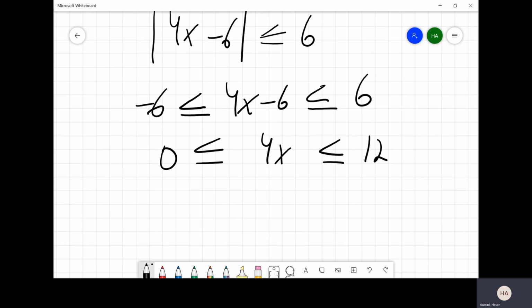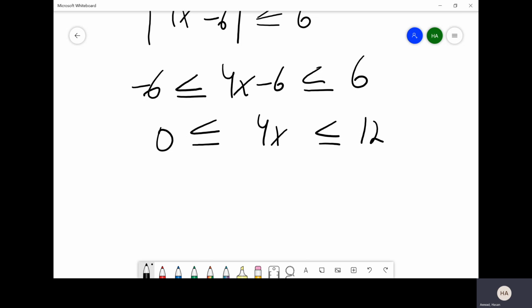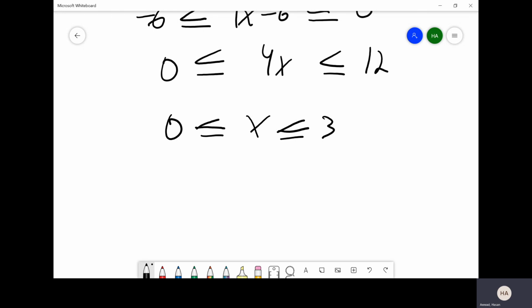Okay, and now all we have to do is isolate x. So just divide by 4, right? We have 4 times x, so undo multiplication, divide by 4. 0 divided by 4, well, 0 divided by anything is just 0. So we keep 0. Okay, 4x divided by 4 is just x, which is exactly what we want. And 12 divided by 4 gives us 3. So we now have our interval for our solution, and we're including endpoints because it's less than or equal to. So it's from 0 to 3 with the brackets.